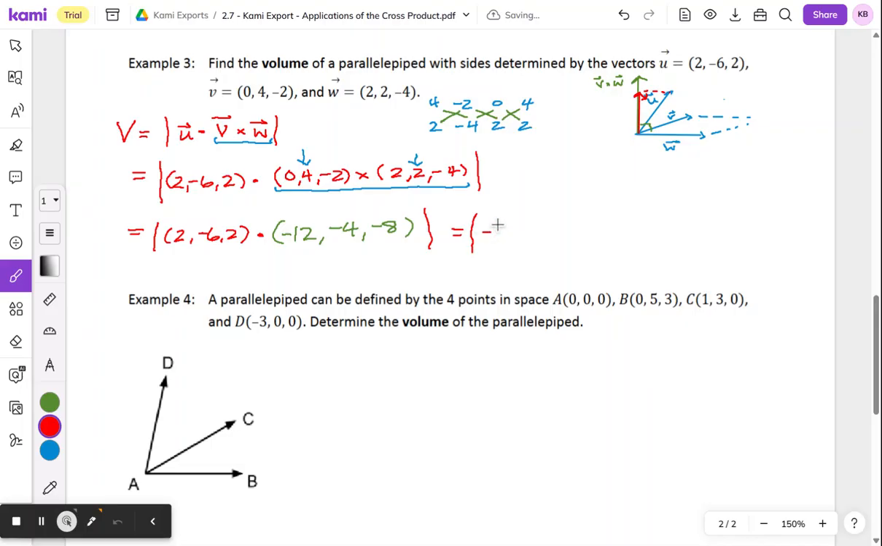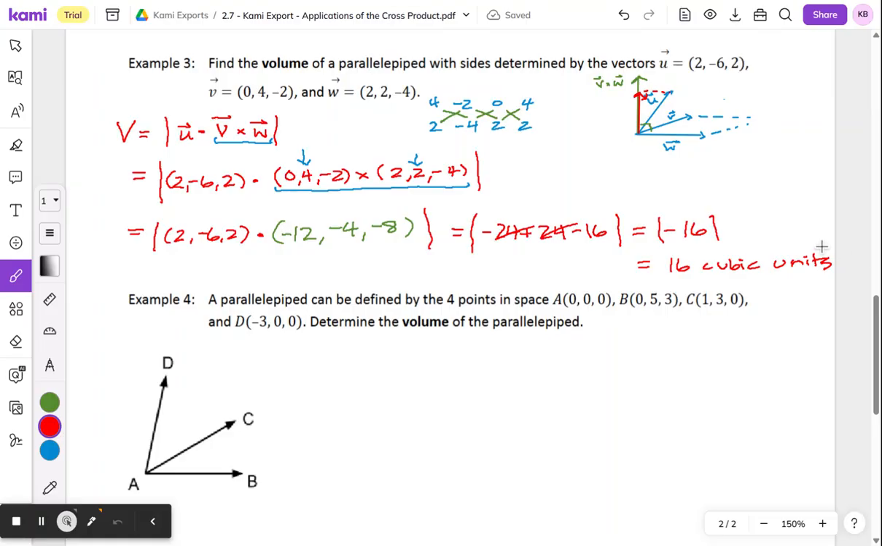So I'm going to have -24, -6 times -4 will be +24. Okay, and finally I will have -16. Okay, if you see this, you can see these cross out. Then I'm going to have the absolute value of -16, which is going to be 16. And remember, we're doing volume, so this is going to be in cubic units. Okay, as opposed to an area where we have square units.